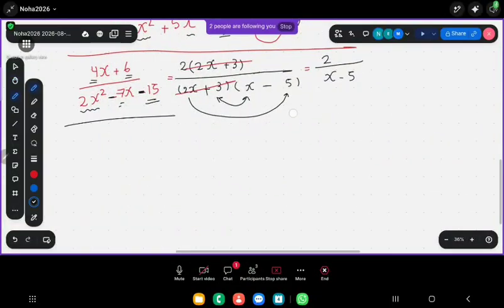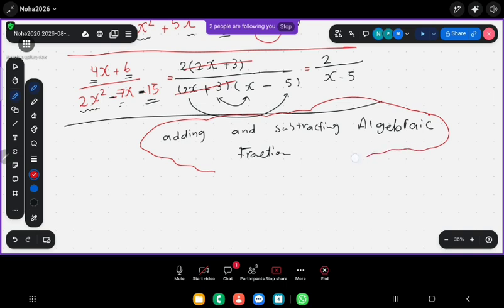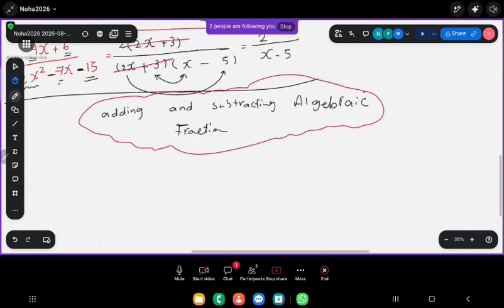Next concept is talking for what? Is talking for adding and subtracting algebraic fraction. Don't worry, it's not difficult, and we will solve more and more from my past paper exam question.